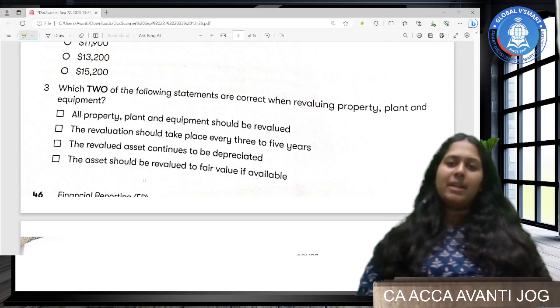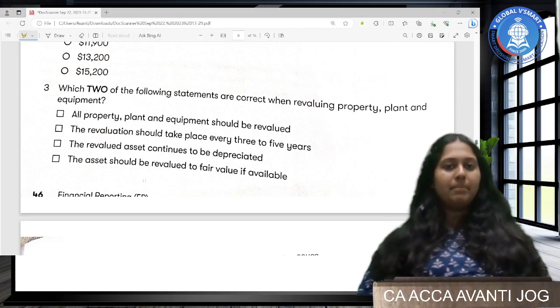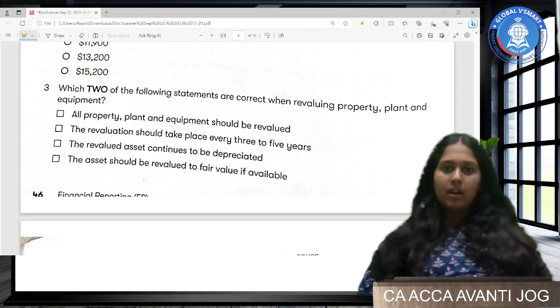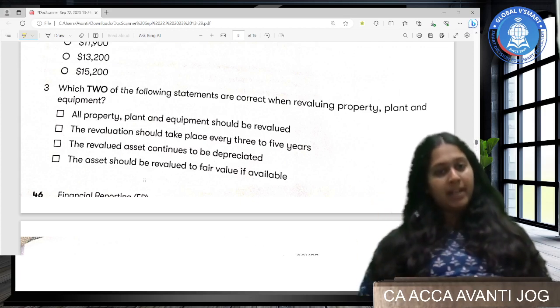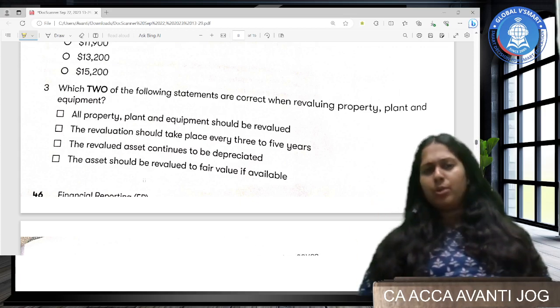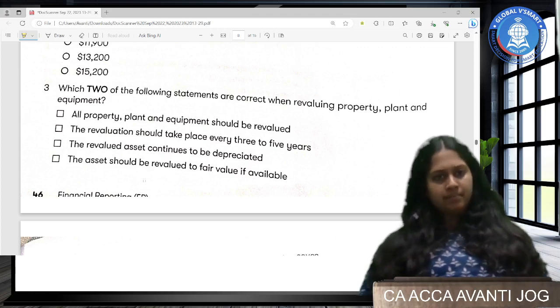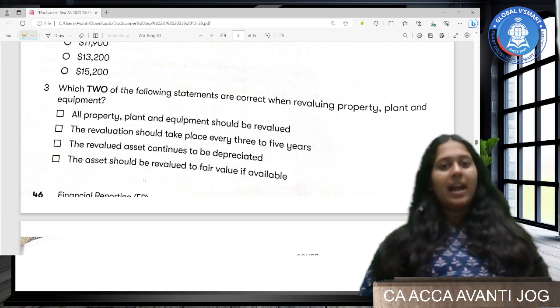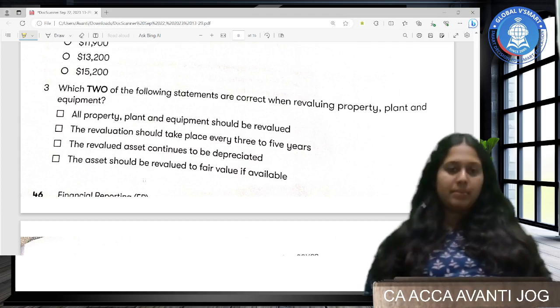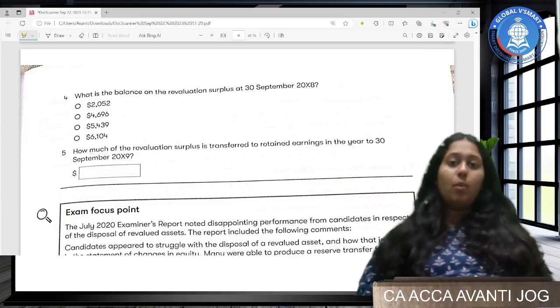Which two of the following statements are correct when revaluing PPE? All PPE should be revalued, not compulsory, but all PPE in the same class should be. Revaluation should take place through 3 to 5 years, not necessary. Revalued assets continue to be depreciated, yes. An asset should be revalued at fair value, absolutely yes. So 3 and 4.